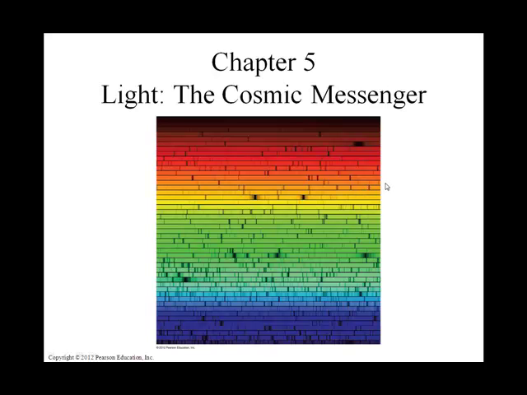And what you're looking at here is information from our sun. Those black lines we call spectral lines, and they tell us what our sun is composed of.